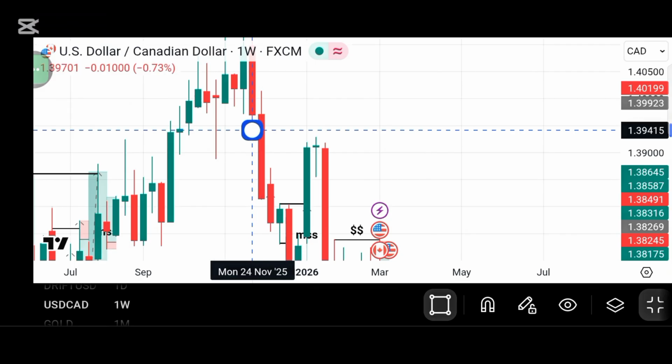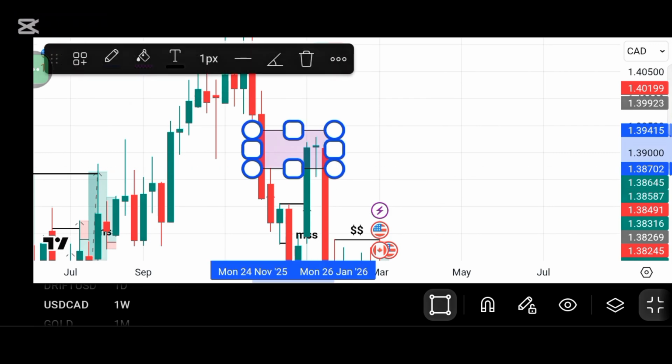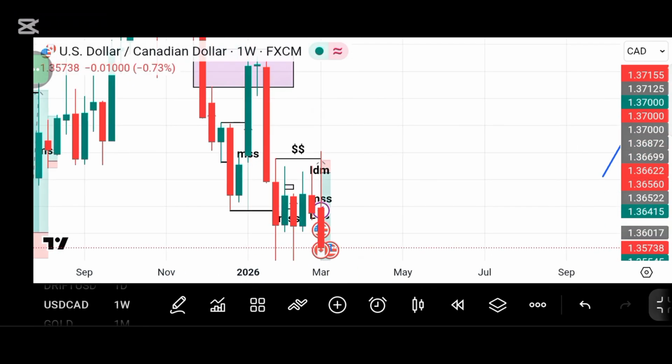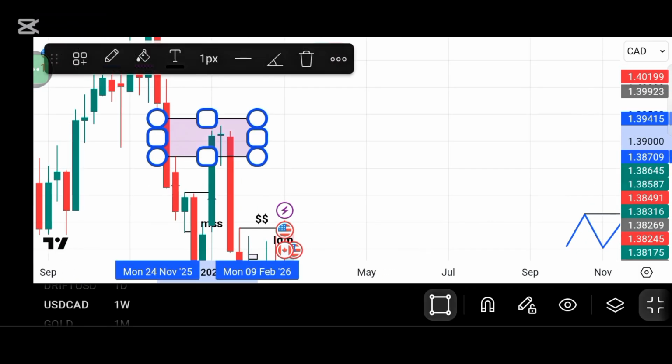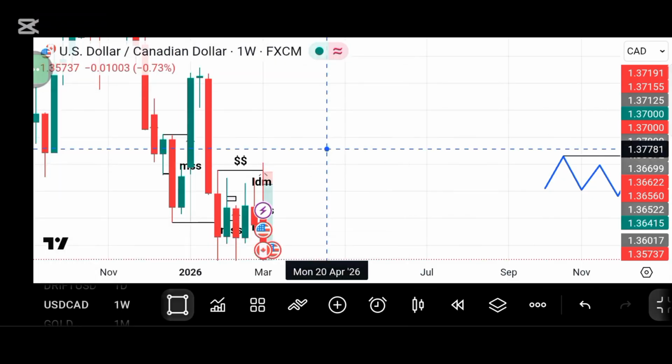Look at here, this is a fair value gap on the weekly time frame, and price mitigated it over 70%. You can see how price fully mitigated this area of interest. And if you're looking at this other one here, you will see that price tried to mitigate this level also.